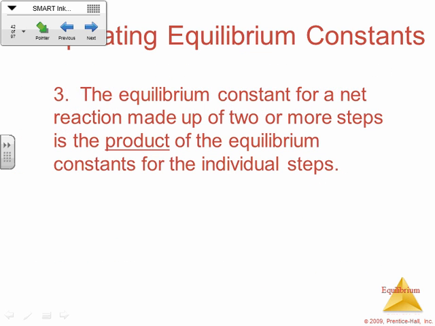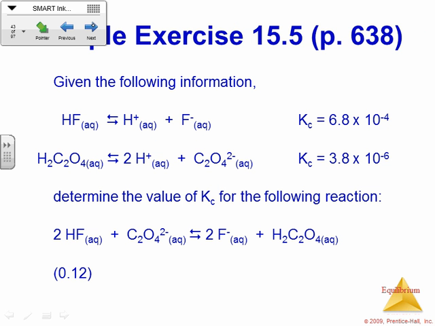And then the third thing: the equilibrium constant for a net reaction is the product of the equilibrium constants. So when you added up reactions in Hess's law, you just added up the delta H's. Here, for K, you have to multiply the K's together. An example of this would be these two reactions right here. You've got a K value for the reaction in the HF, and then you've got a K value for the reaction in the H2C2O4.